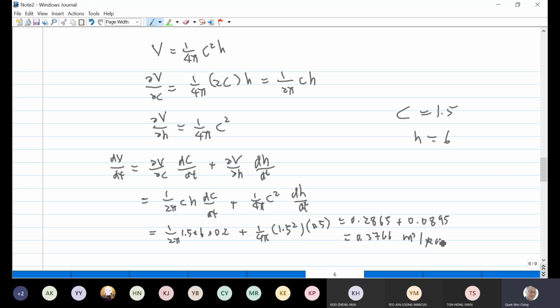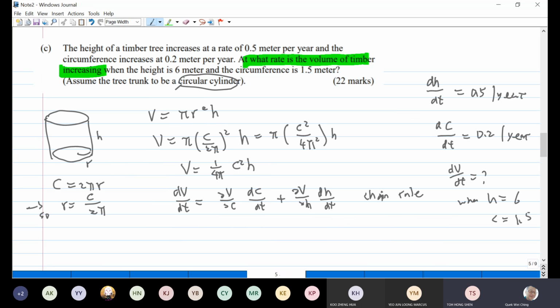Teacher, yes. For the circumference, I divided by 2 pi to find the dr/dt. Let me see what mistake I made there. Oh, circumference. You want r, and circumference is c. The r is equal to c over 2 pi, right? Can I do that to find the dr/dt?